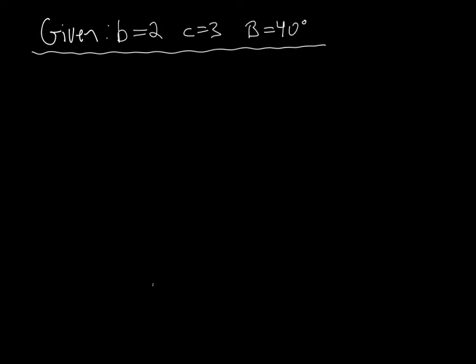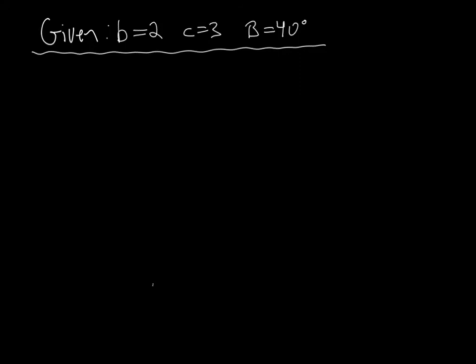Alright, hey guys, I'm going to try to do a couple quick examples of ambiguous case problems for law of sines. Take a second, copy this down. We're given that in a triangle we know side little b is 2, side little c is 3, and angle B is 40 degrees.